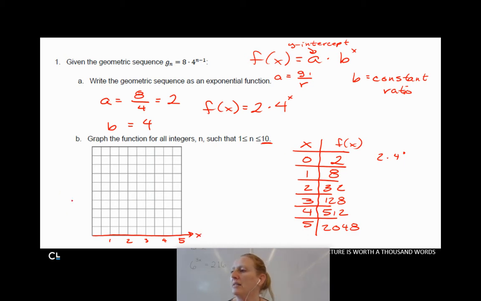I'm going to make my y-axis, or my f of x. Oh, it's much easier on paper where I can use a ruler to make sure I write it straight.